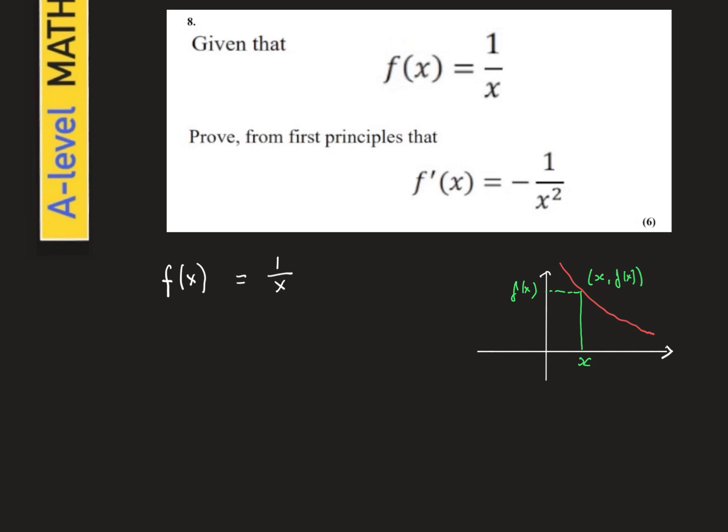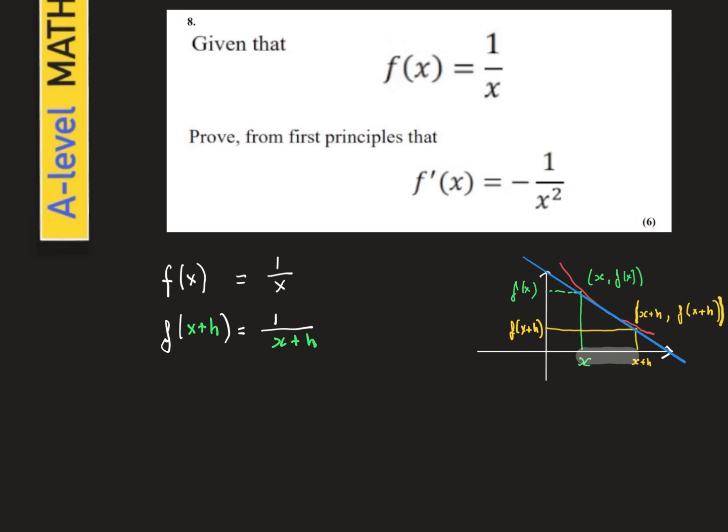Now the next stage that we need to do is to write f, but this time we're going to use x plus h, and that will be 1 over x plus h. The x plus h is another point on the line that I've drawn in yellow. So this is the point x plus h, and the y coordinate is f(x plus h). The h is supposed to be that slight distance from one point to the other.